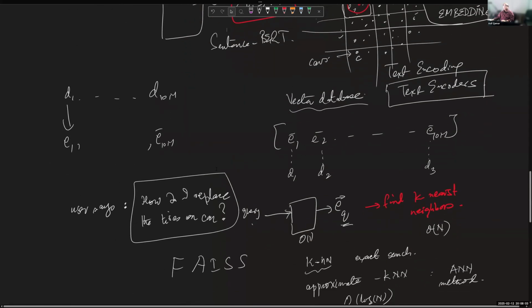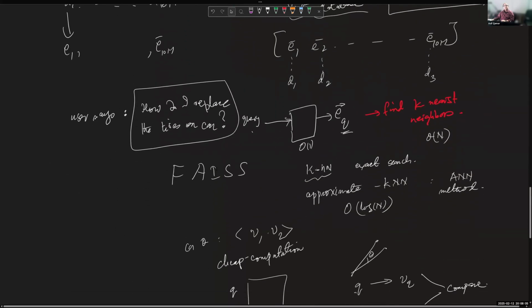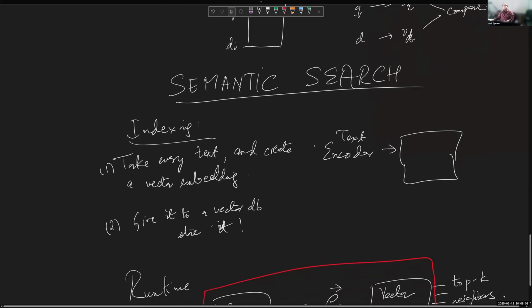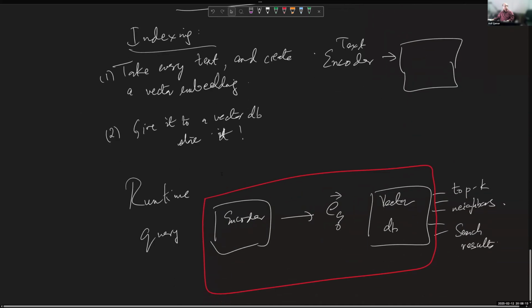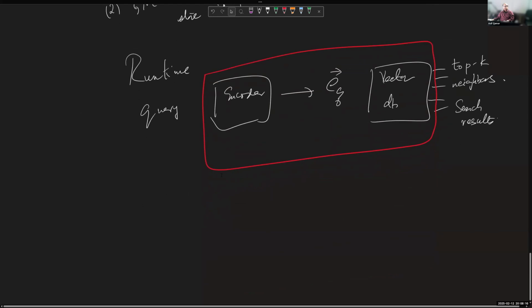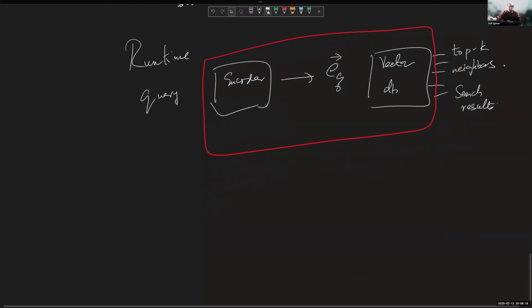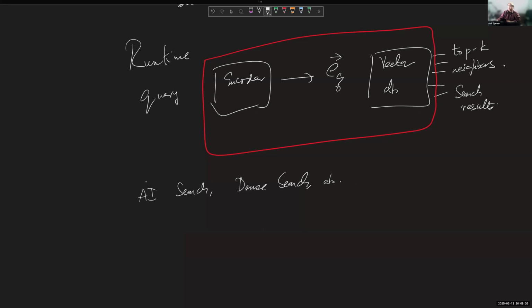Any other questions? That semantic embedding is the key. Semantic embedding allows for semantic search, which is also called AI search or dense search. So let's write down the synonyms that it has: AI search, dense search, vector search and so forth. People use these terms quite a bit.